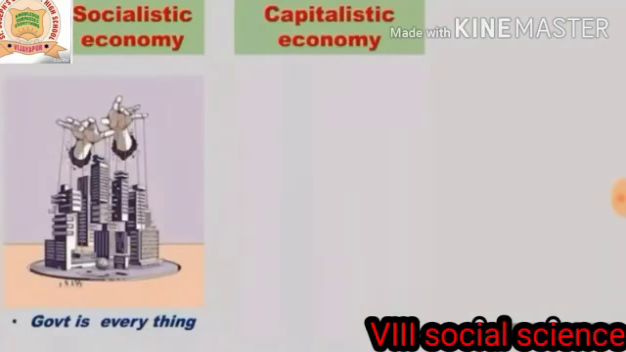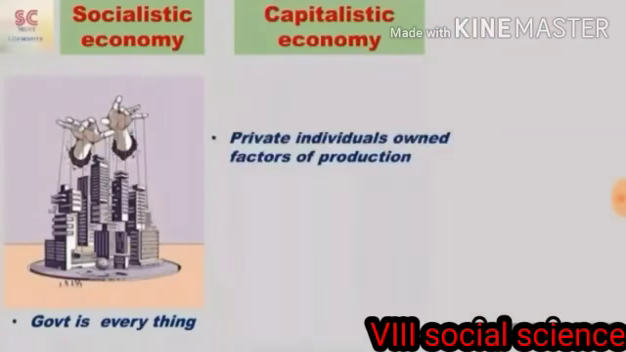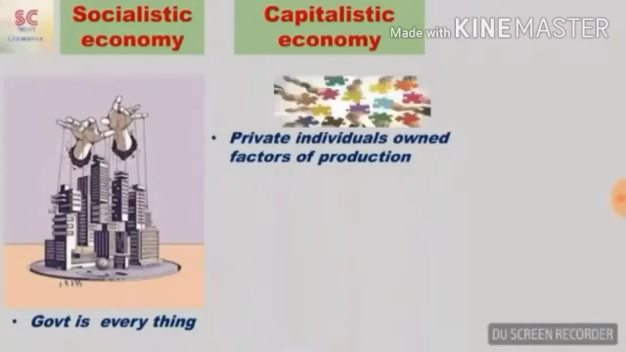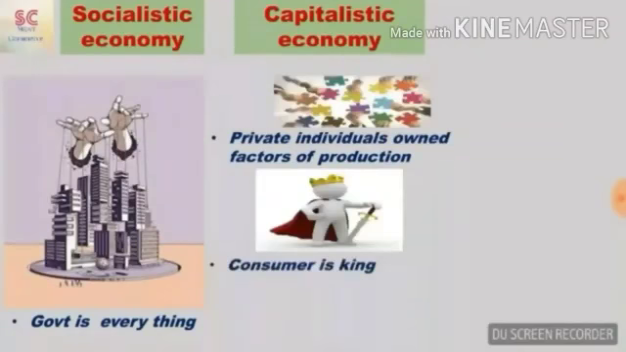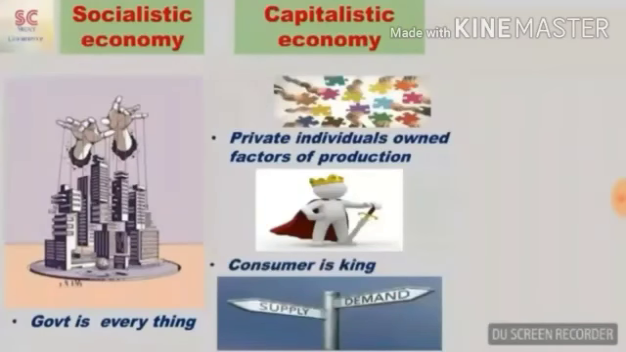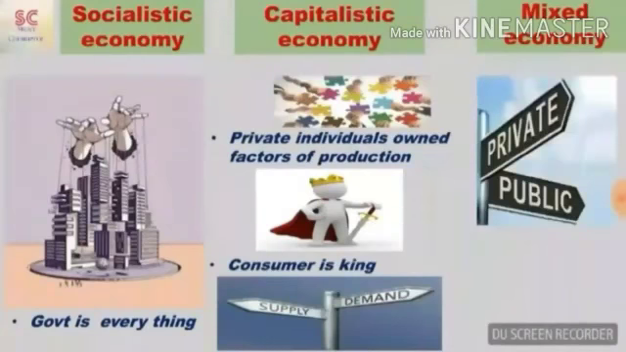In the socialist economy, the government is the king, everything is done by the government. In the capitalist economy, it is the private individual. The factors of production are under the control of individuals. The consumer is the king here, and the market depends on supply and demand. And in the mixed economy, both public and private sectors exist.